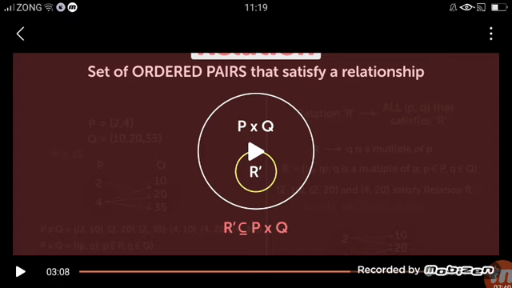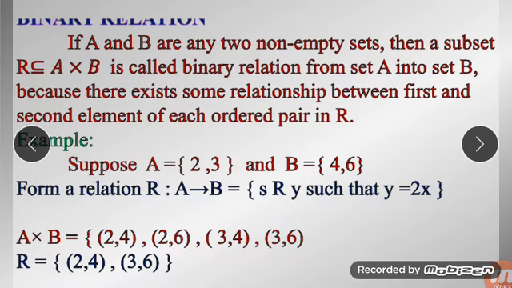Here we can conclude that relation is a subset of the Cartesian product, because relation is a set which is derived from the Cartesian product. Here we have the binary relation: if A and B are two non-empty sets, a subset R, this is the symbol for subset, and R stands for relation. R, a subset of the Cartesian product, is called the binary relation.